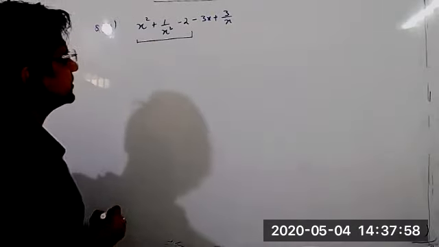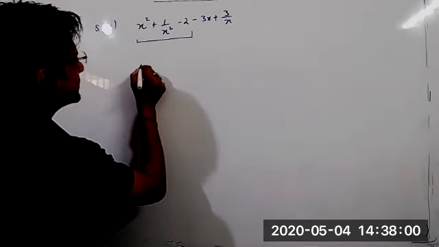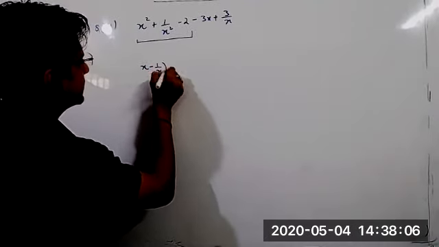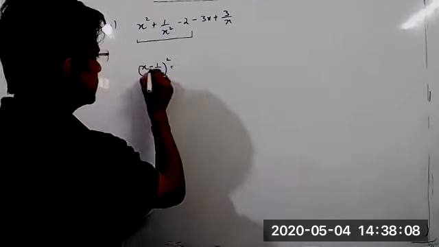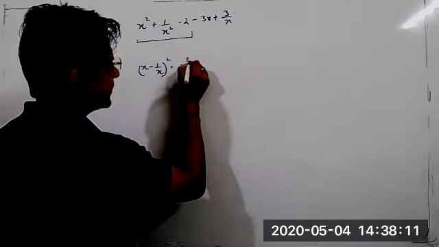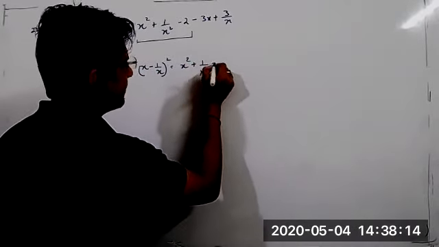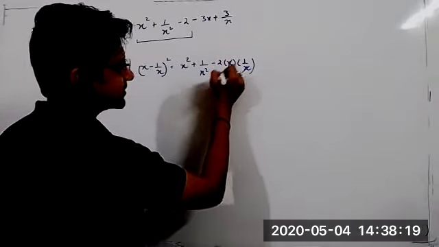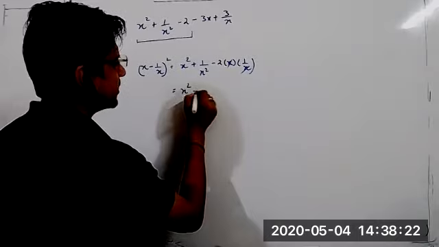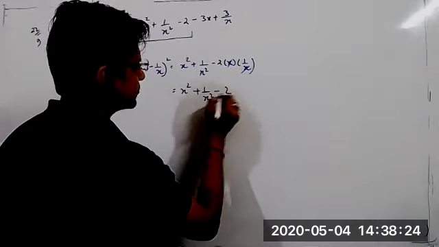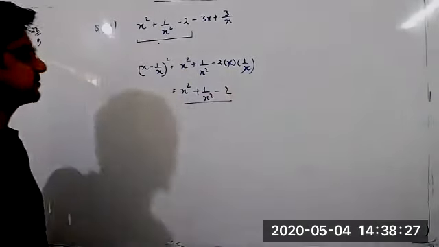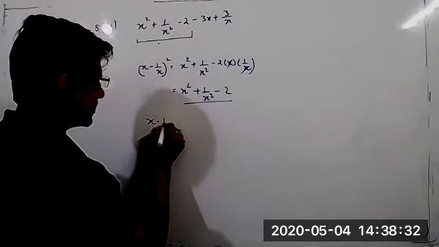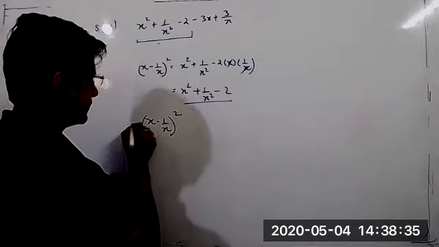if we group these three, can we write this as x minus 1 by x the whole square? You'll say how? So x minus 1 by x the whole square is x square plus 1 by x square minus 2 into x into 1 by x. This x is gone. So what is left out? x square plus 1 by x square minus 2, which is equal to this. Correct? Yes, sir. So we can write this as x minus 1 by x the whole square.